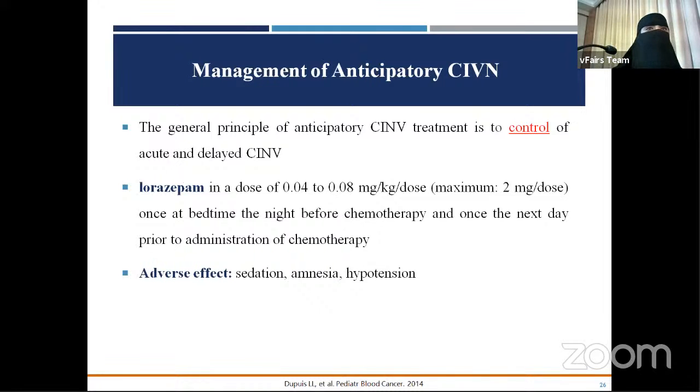But to manage patients with anticipatory nausea and vomiting, to date, there is no special study for using benzodiazepine in pediatrics to control anticipatory nausea and vomiting. But according to the COG protocol, they continue to recommend using lorazepam or alprazolam at a low dose, 2 doses before the chemotherapy. And the most important principle of anticipatory nausea and vomiting is to control the acute and delayed nausea and vomiting. And we have to watch the adverse effects such as sedation, amnesia, and hypotension.